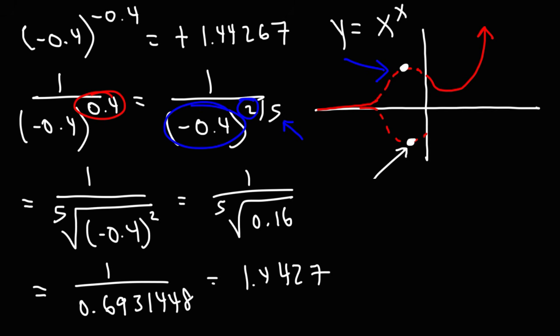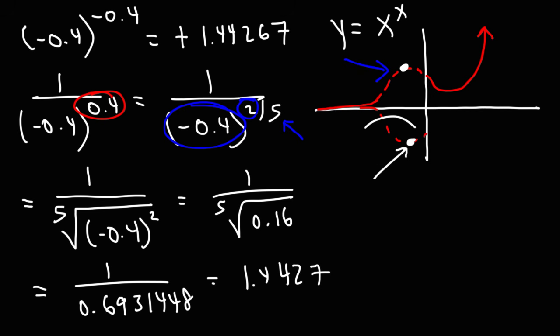So just to recap, the reason why the curve of y equals x to the x is continuous on the right is because we can plug in any positive value for x. We can plug in 3 to the third, 4 to the fourth, 5 to the fifth, 0.5 to the 0.5, and we're always going to get a positive result. Now the reason why it's discontinuous on the left side is because for certain values, we're going to get an imaginary number. We're not going to get a real number.